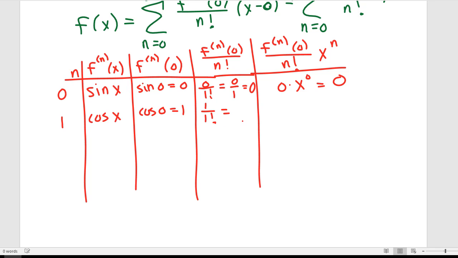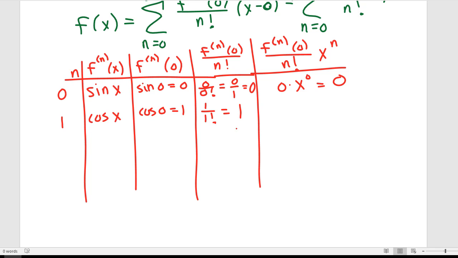Ooh, and I just made a mistake here. This is 1. All right, I apologize. Up here in the first row, I was dividing by n factorial. N was 0, right? So that would be 0 factorial. I think I said right here 0 factorial was 1, but that's not what I wrote.